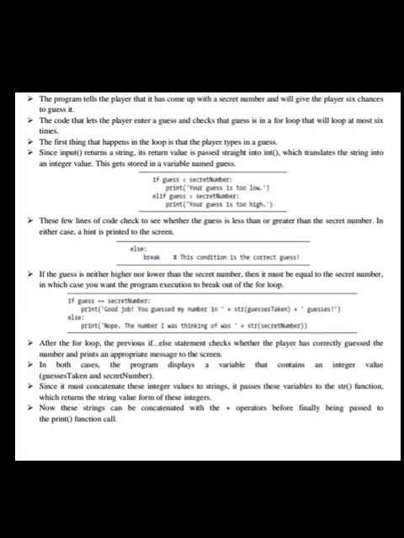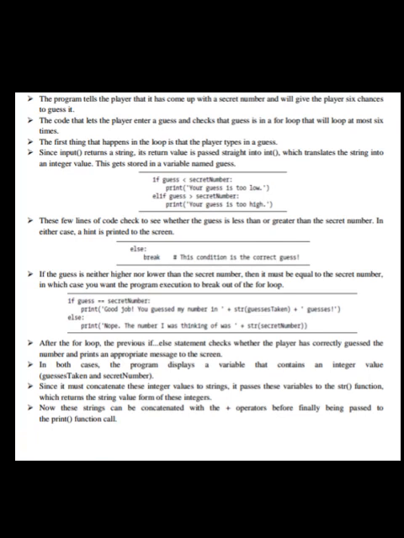See here. If the guess is neither higher nor lower than the secret number, then it must be equal to the secret number, in which case you want the program execution to break out of the for loop. See here. After the for loop, the following if-else statement checks whether the player has correctly guessed the number and prints an appropriate message to the screen.